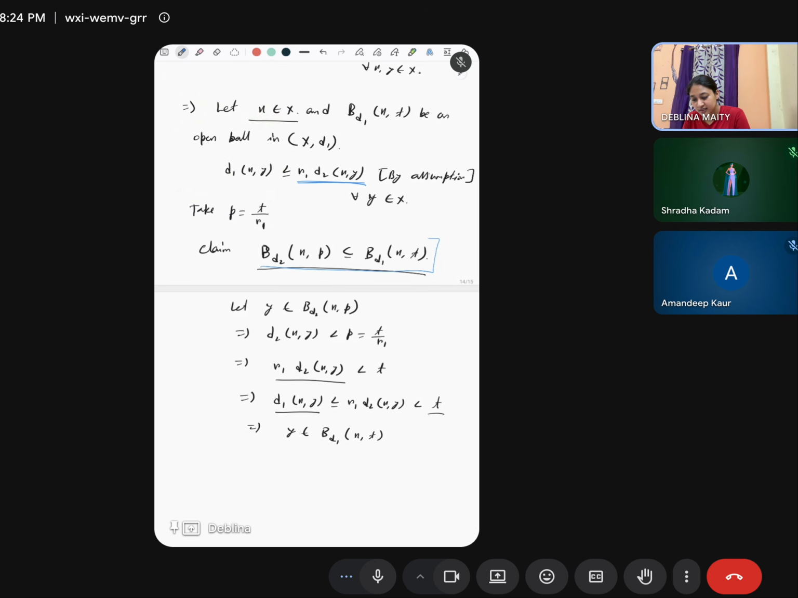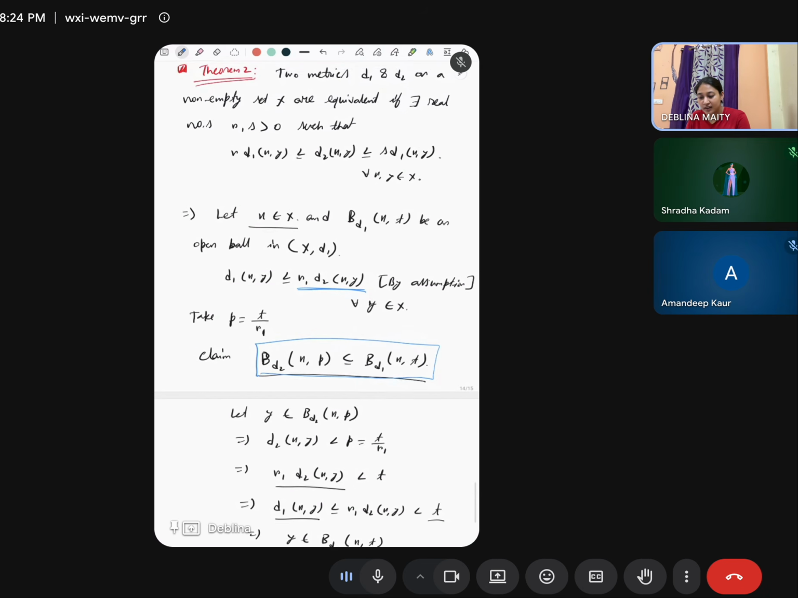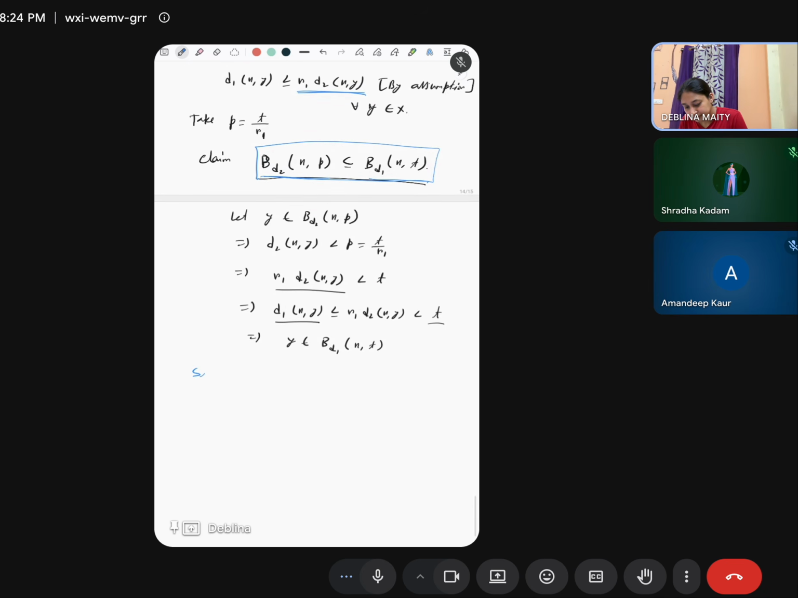So our claim was this, and it is true. So for d1 we have taken a ball and we have found another ball with respect to the other metric which is totally contained in this one. And similarly, if we interchange, then we will see the other case, right? So similarly we will see that B_D1(x, s) will be contained in B_D2(x, t). Okay, so this means d1 and d2 are equivalent.